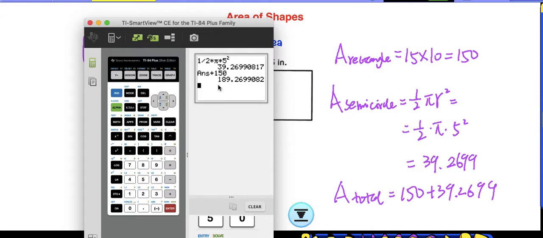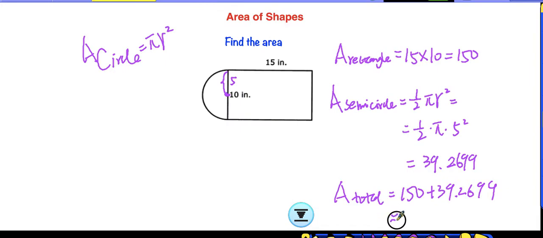So we just keep the whole number here, and also we check the decimal, which is 2. It's not going to round it up. So the answer can be 189. Again, this is rounded to the nearest inches square. Since it's an area, do not forget this is a square.